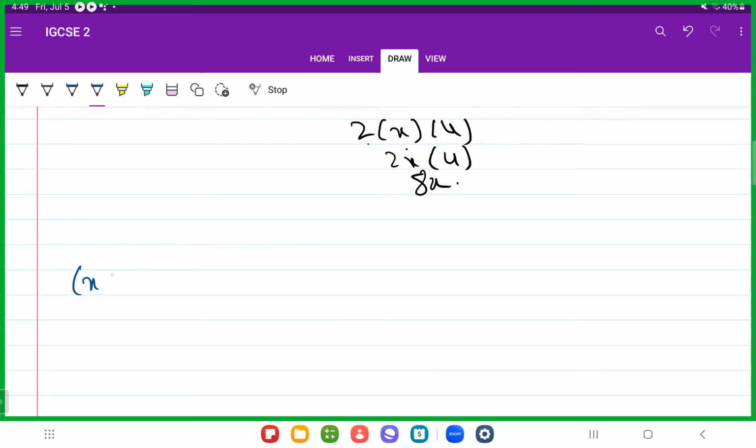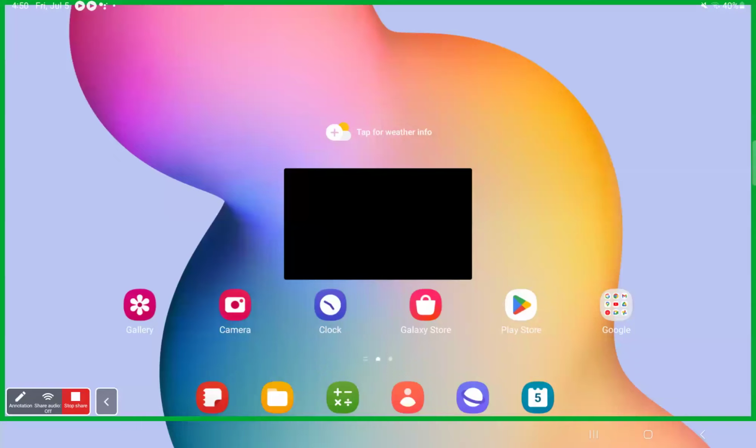And then plus 3x minus x, so plus 2x. Yes, does it make sense, Rani?